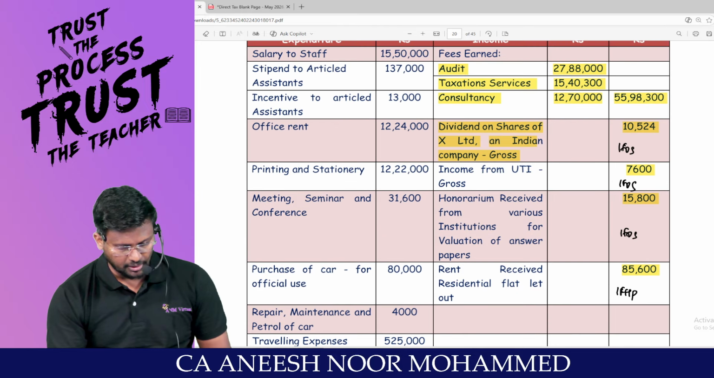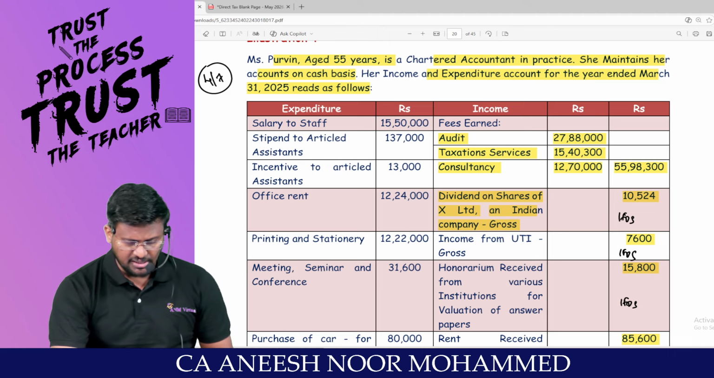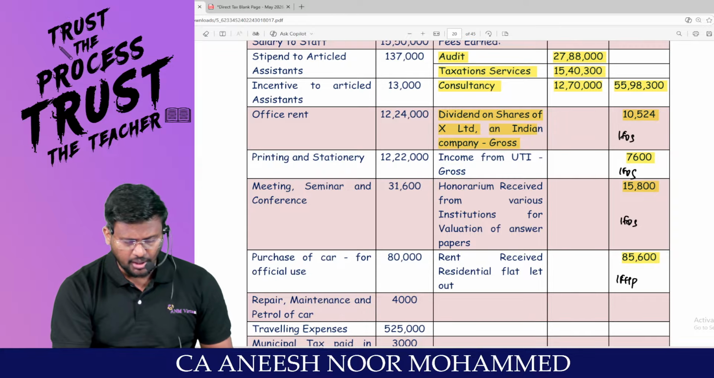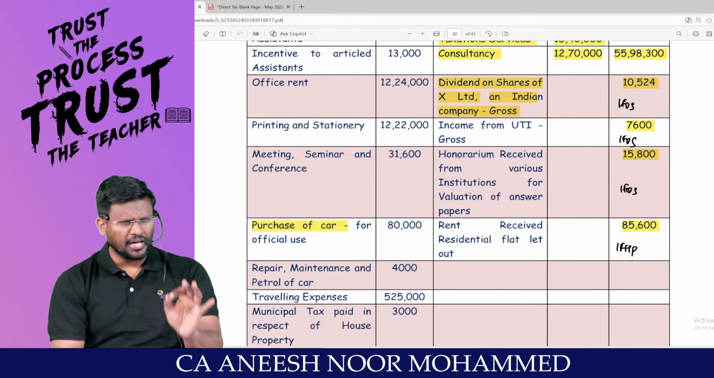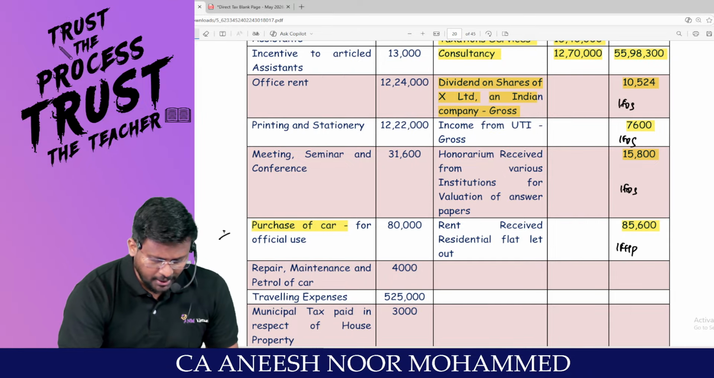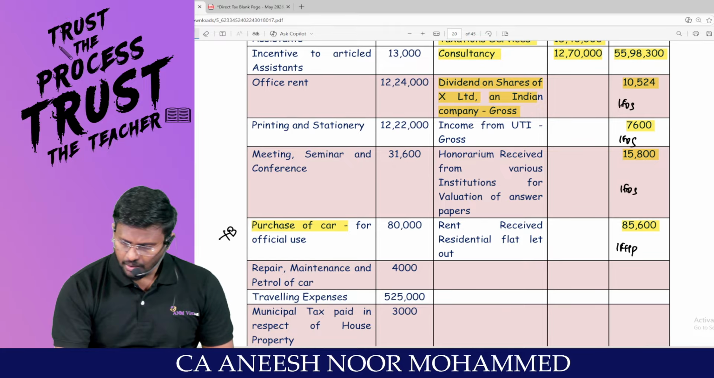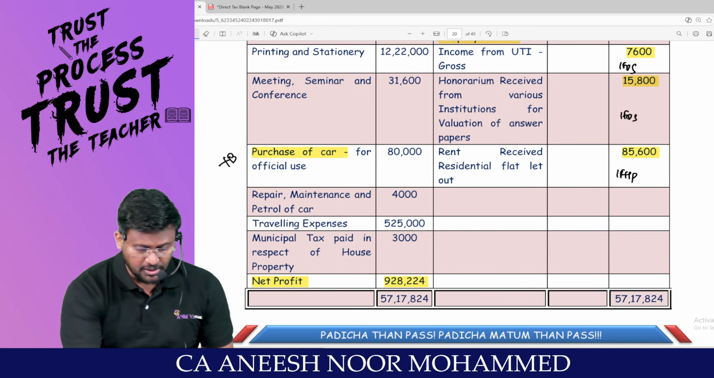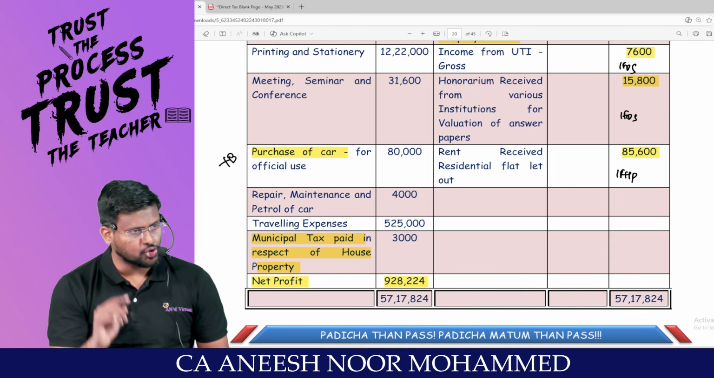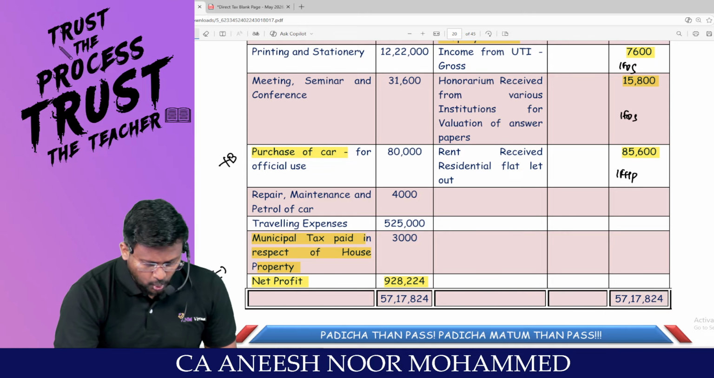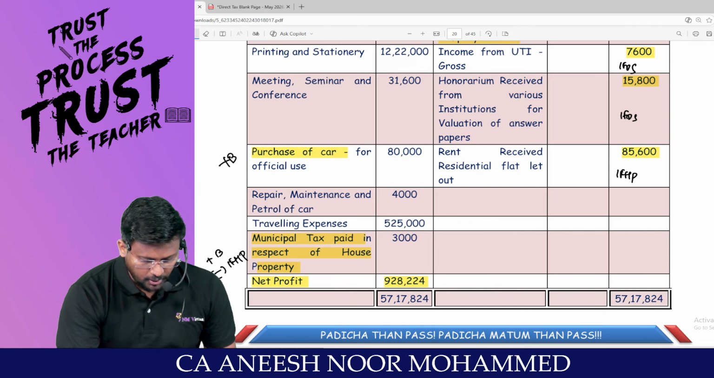This is a wrong net profit. Salary to staff, stipend to article assistant, incentive to article assistant, office rent, printing and stationery, meeting, seminar and conference, purchase of car. Is purchase of car revenue expenditure or capital expenditure? So it should be added back. Plus you have to provide depreciation on the motor car. Am I right? Repair, maintenance and petrol of car, traveling expense, municipal tax paid in respect of house property. This is an impurity for PGBP, should be added back, and you can reduce it under the head income from house property. Are you all really with me?